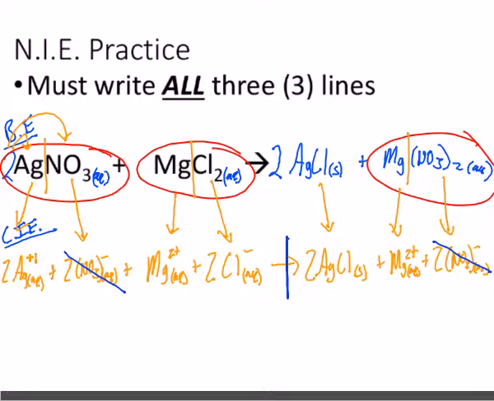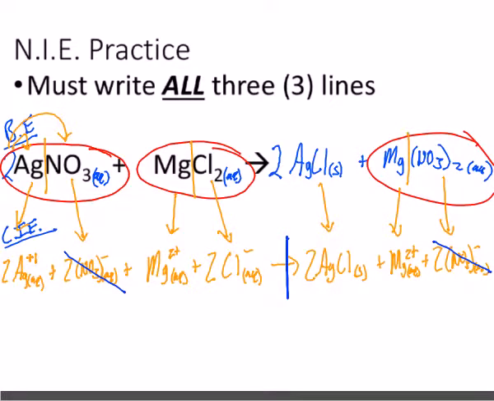This, Zach, is why we have to write out the whole thing. Just by looking at the balanced equation, we can't necessarily tell which ions have stayed the same and which ones have changed. We have to write out and see what's actually happened. Because they could still be aqueous in different substances, but their charges might have changed, depending on what they're bonded to. And that's a change right there.